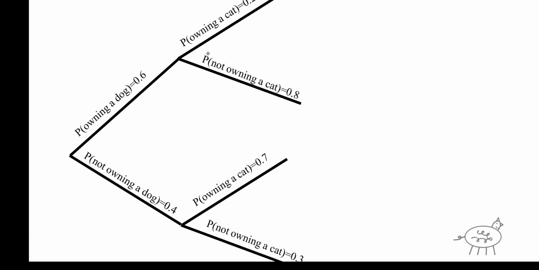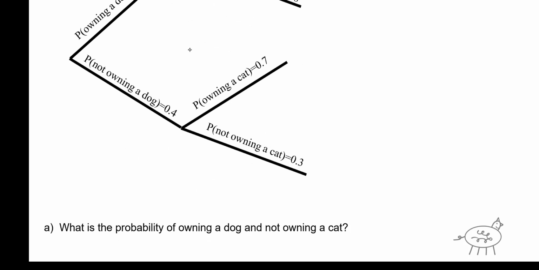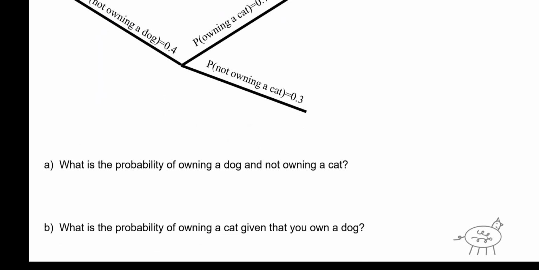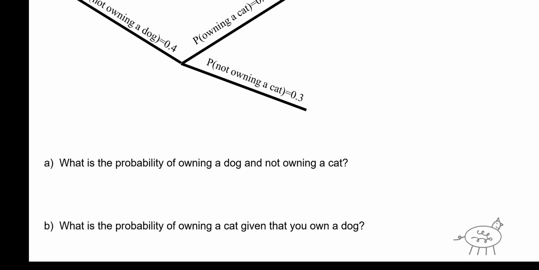Okay, now we got the tree here. It's kind of big to fit on the screen here, but anyway, you got the probability of owning a dog and not owning a dog, and then the probability of owning a cat and not owning a cat. All right? What's the probability of owning a dog and not owning a cat? So I'm going to highlight it. Owning a dog and not owning a cat. So that means it's 0.6 times 0.8. Okay, so 0.6 times 0.8, which is 0.48.